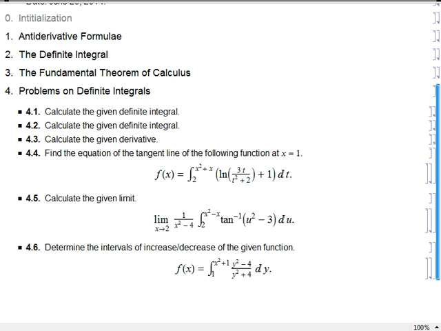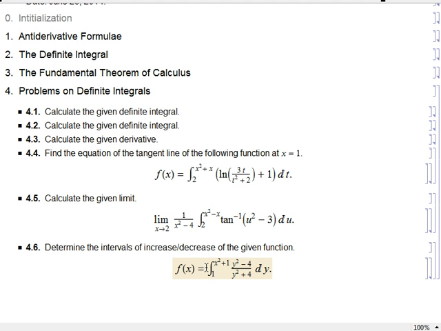Find the equation of the tangent line. Yes, we talked about these kind of problems a lot. However, this time the function is defined in terms of an integral. Calculate the given limit. Well, we talked about limit computation in chapter 2 and again in chapter 4, but this time we have a function defined by a definite integral.